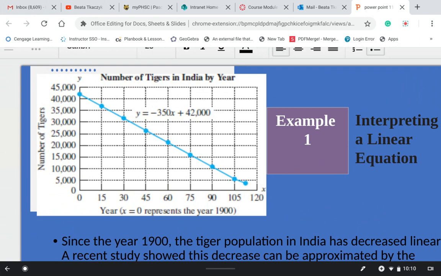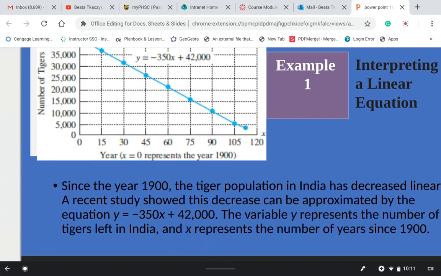On the y-axis, you're going to see the number of tigers in India. So when x is equal to 0, which means in the 1900s, we had 42,000 tigers. And we see that the line goes down, so the number of tigers decreases.